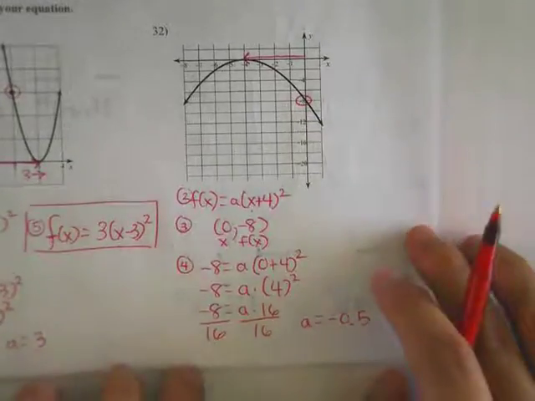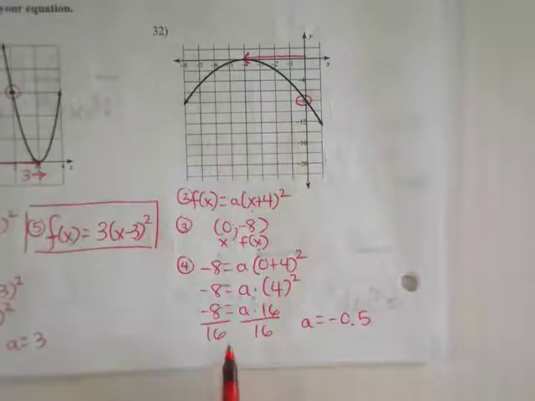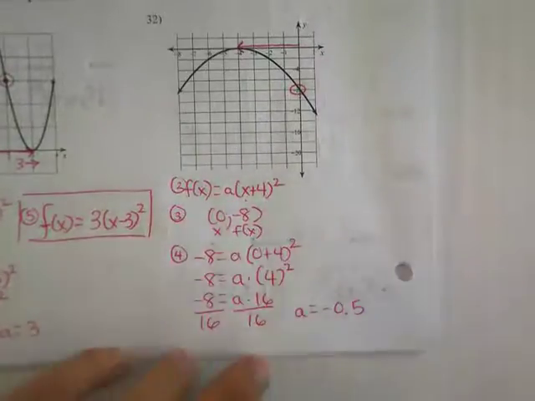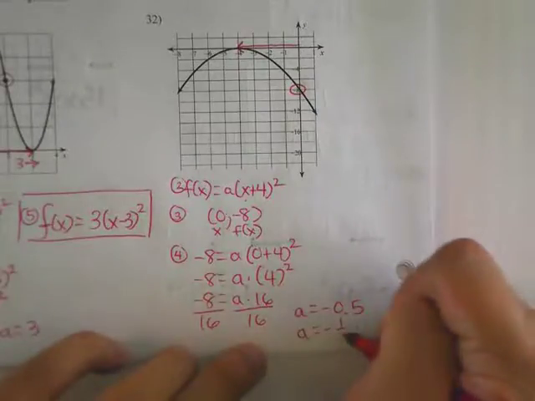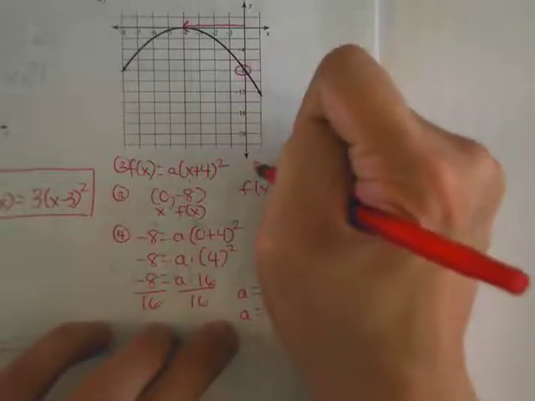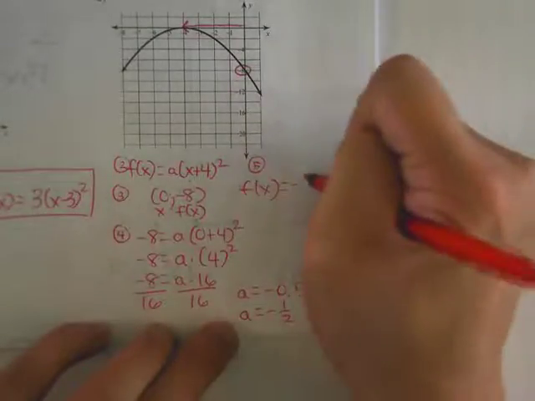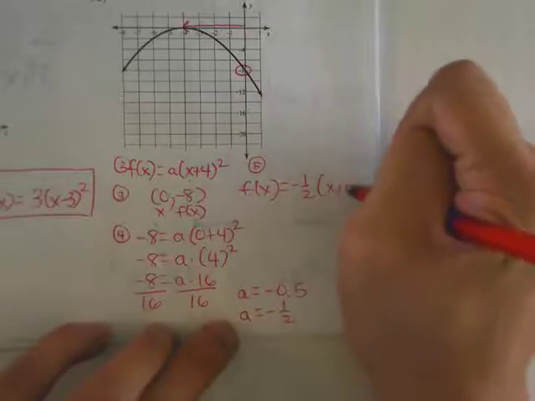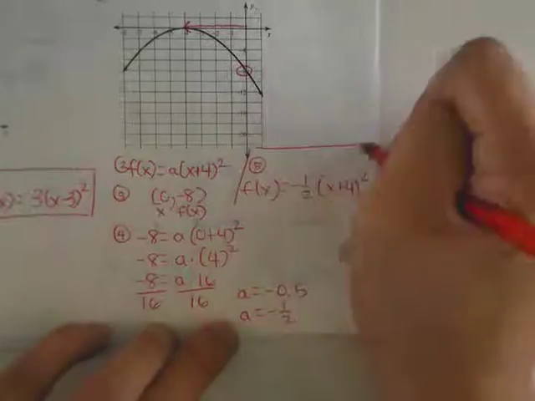Just be careful, some students are getting negative 2. It's not 16 divided by negative 8, it's negative 8 divided by 16. If you want, you can go negative half, it's the same thing. F of x equals negative half times x plus 4 squared.